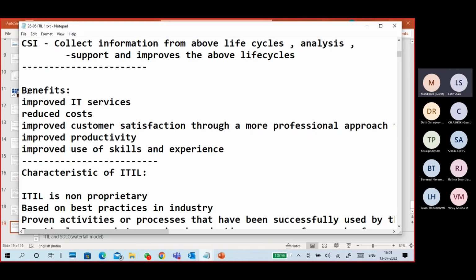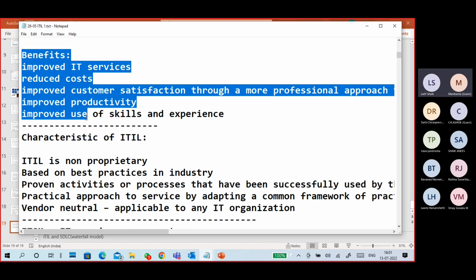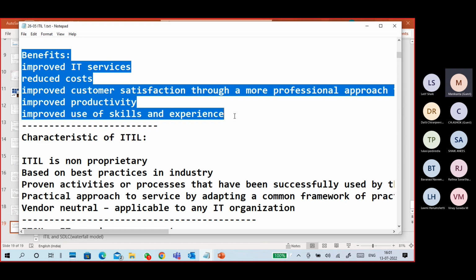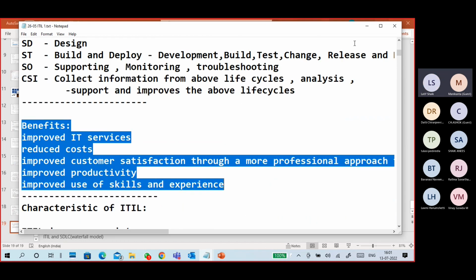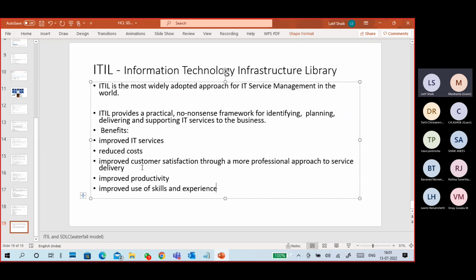If you use ITIL, what are the benefits of ITIL? We can see.